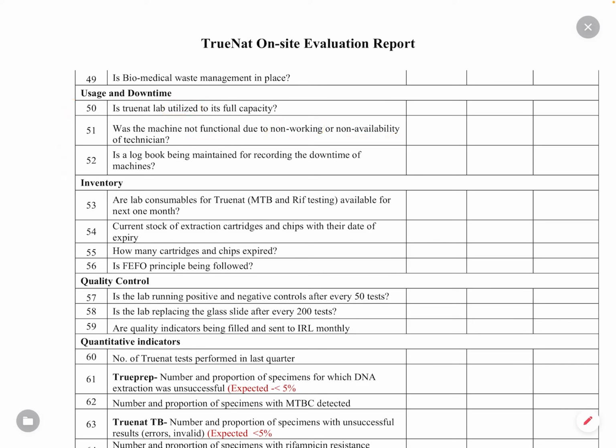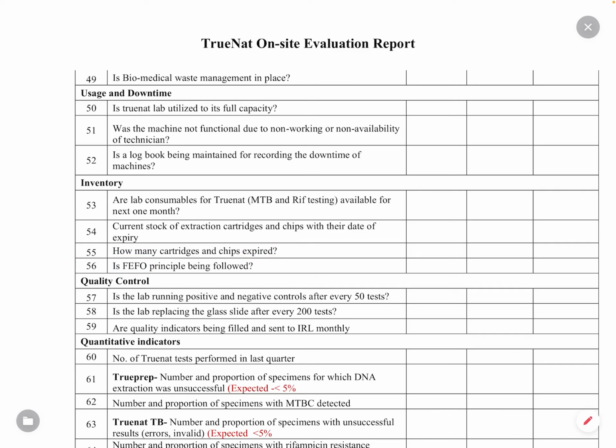So inventory: for whatever consumables you get, there has to be an inventory. At least 1 month stock should be available in a peripheral TrueNat site. Then, are the current stocks maintained properly? You also have to check whether any cartridges or chips which are expired are present. Then the FEFO principle, that is first expiry, first out. If you have two cartridges, one expiring this month and one expiring next month, obviously you have to use the one which is expiring this month. Before expiry, you have to use that particular cartridge: first expiry, first out.